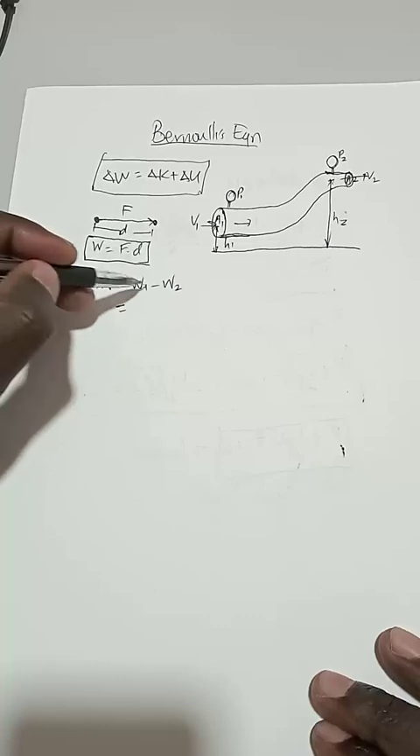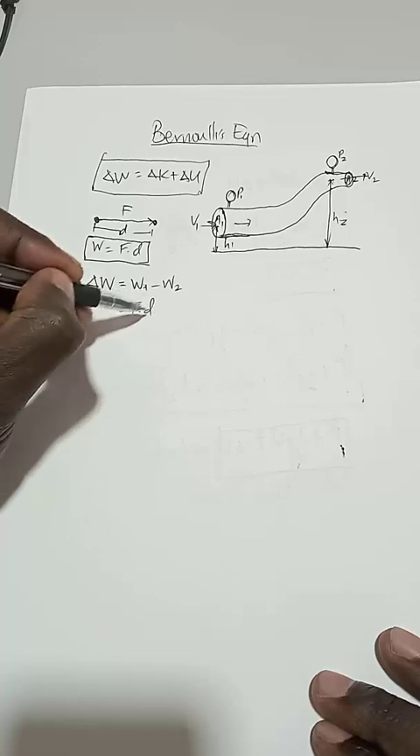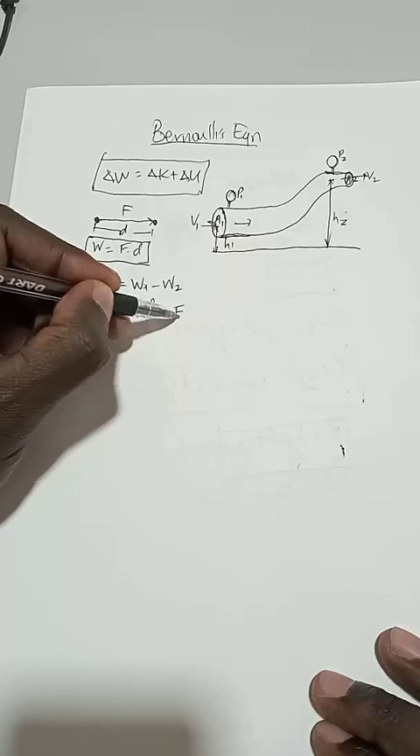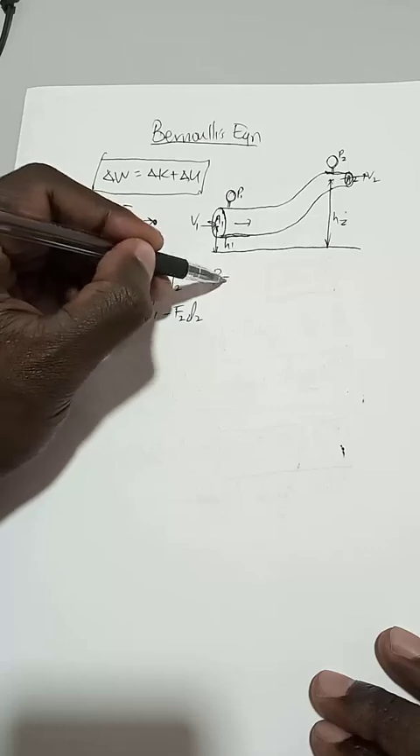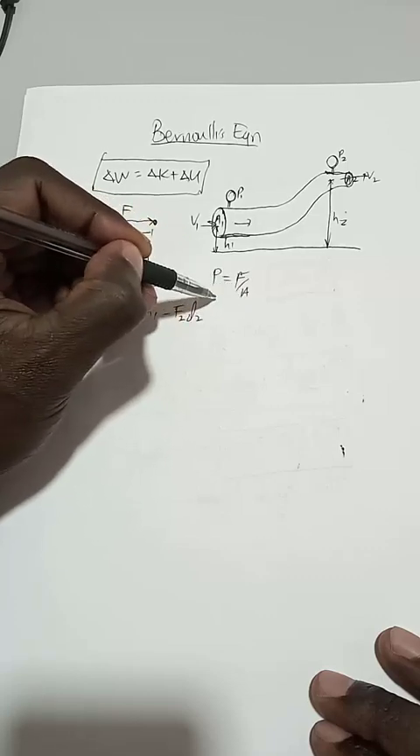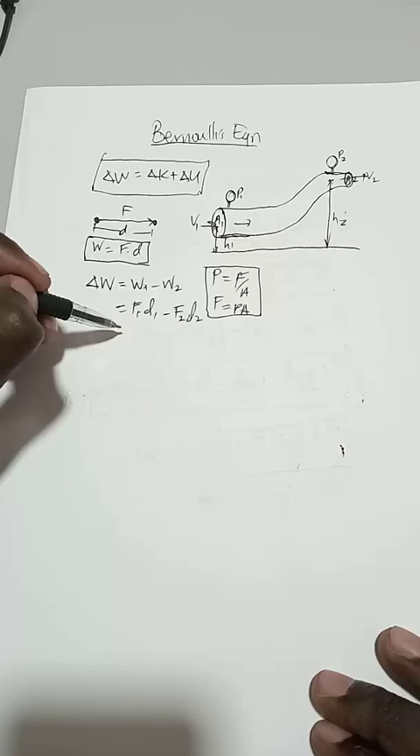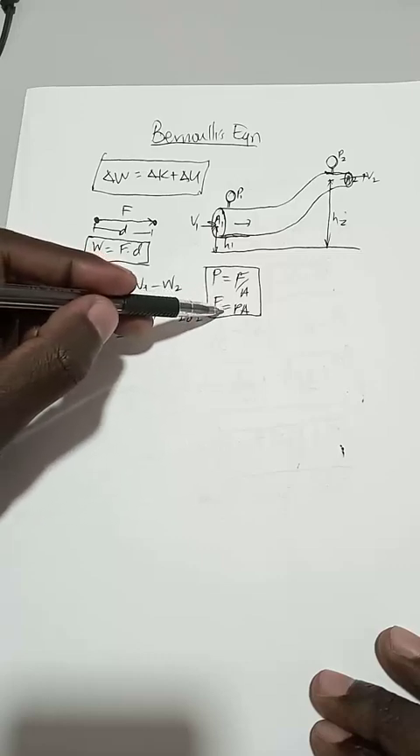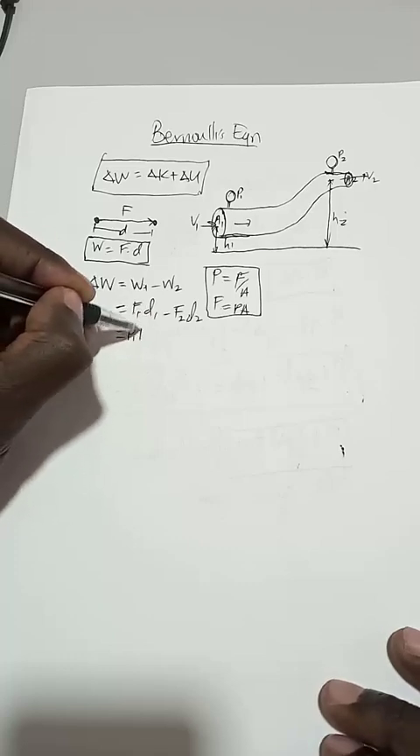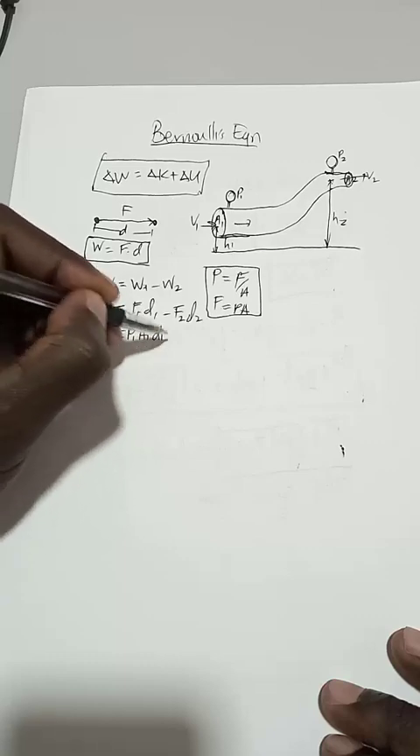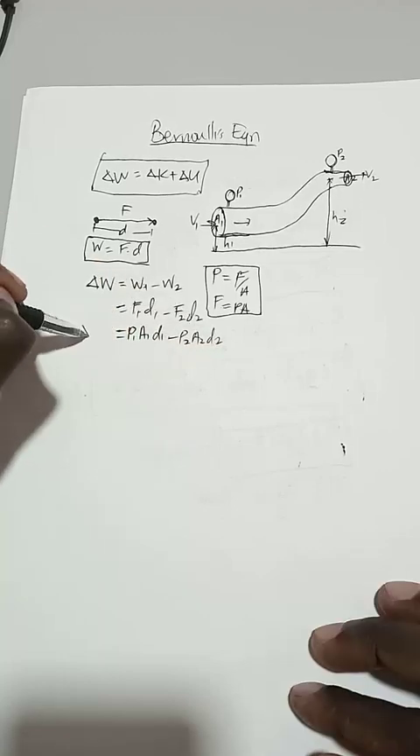So now we can replace the work done with the equation, which is force 1 times distance 1 minus force 2 times distance 2. Now, pressure equals force over area, so force equals pressure times area. Instead of force we put in place at point 1 and point 2, so we get P1 A1 D1 minus P2 A2 D2 for the delta work done, the change in work done.